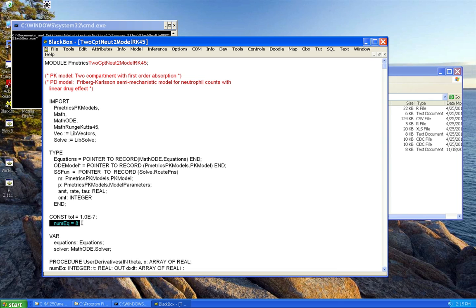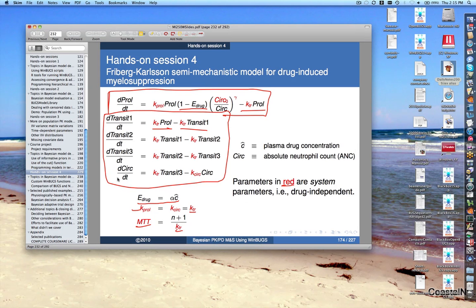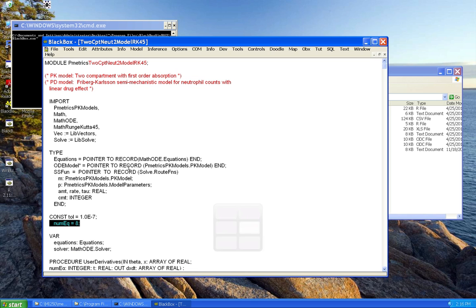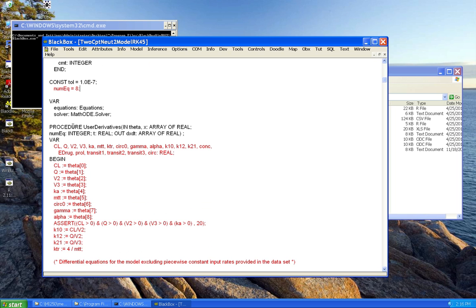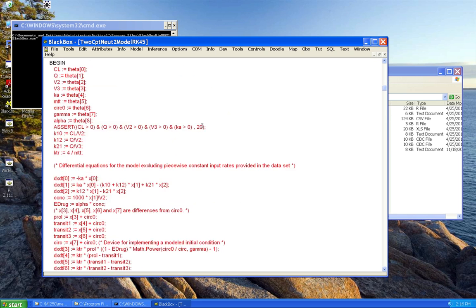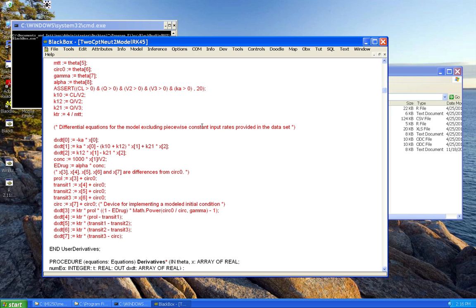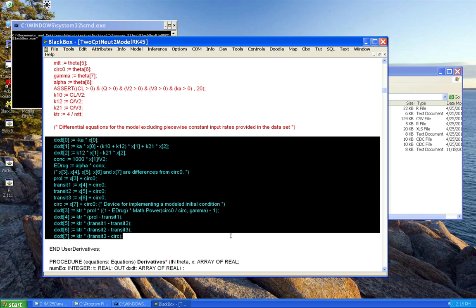The next thing is how many differential equations we have, and so let's go back and look. If we count them up, what have we got? Well, we've got 1, 2, 3, 4, 5 differential equations for the PD component of the model, and our PK component is our 2-compartment plus an absorption compartment, so we've got 3 there, so we have a total of 8. So that's what I've got coded here. And we scroll down to the user derivatives procedure right here. So we've got to change the contents of that. And in particular, we need to write out our differential equations, and that's what's going on in this segment of code right here.